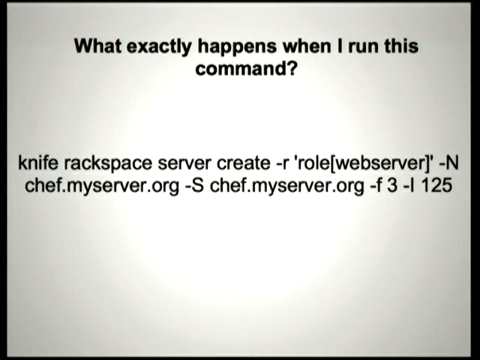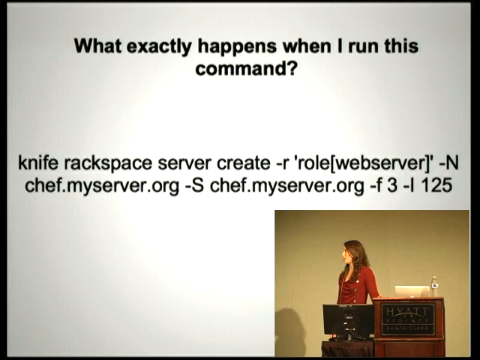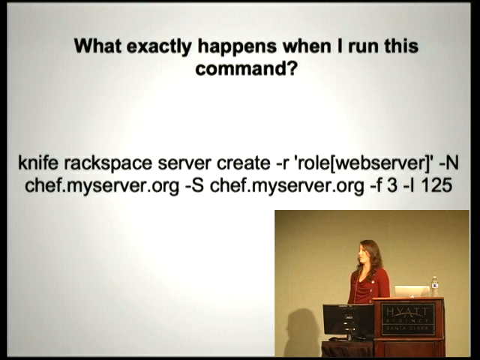Now that we've done all this work, we've gotten all of our cookbooks, we've done our configurations, this is the command that I run to create a new server and configure it. So knife rackspace server create, it will use the role web server, and it names it chef.myserver.org. All of the other dashes and numbers basically mean that I'm creating a 1 gigabyte Ubuntu 12.04 server. And if you want to use EC2 or Linode, the plugins are essentially the same, it's just knife ec2 server create.